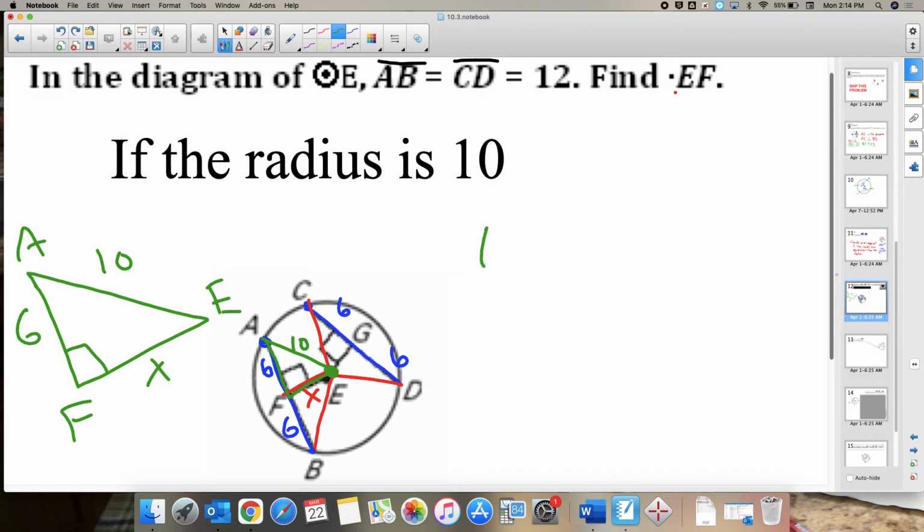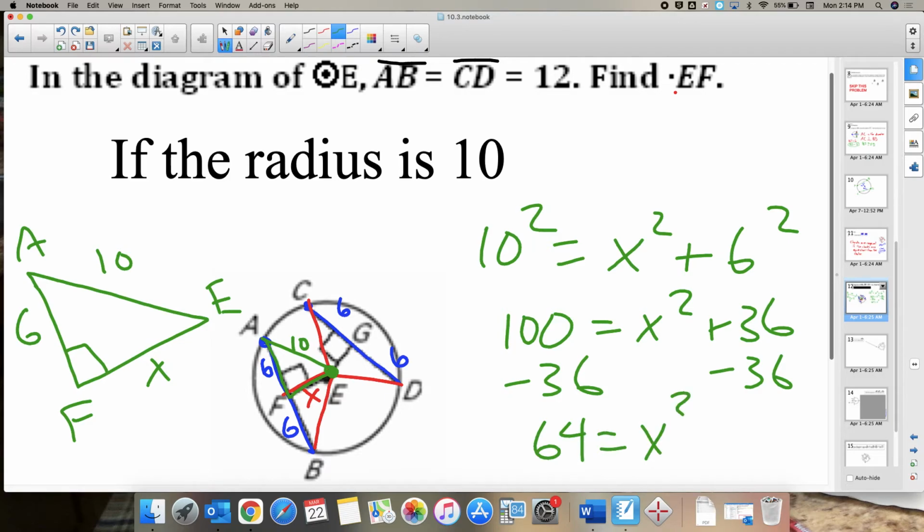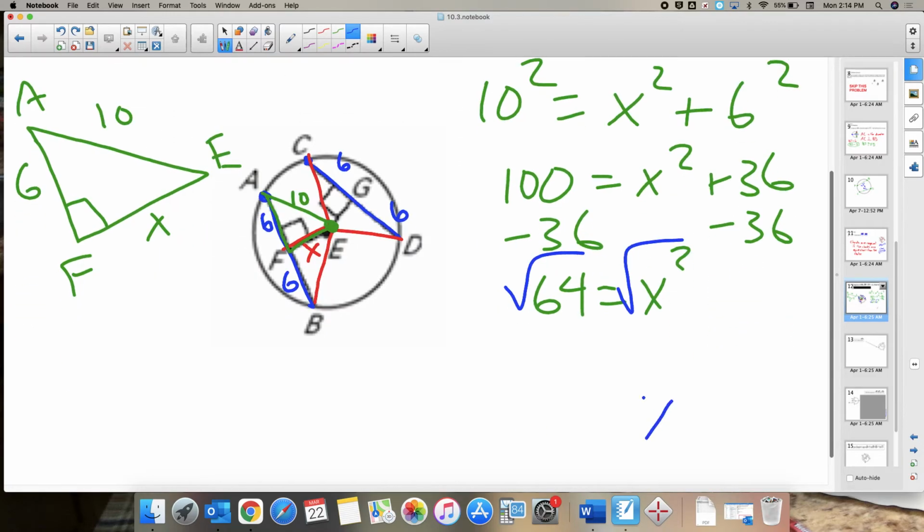Pythagorean theorem then says that 10 squared will equal x squared plus 6 squared. So 100 equals x squared plus 36. Subtract our 36 over, we have 64 equals x squared. And then we will take the square root of each side. So we get x to equal 8.